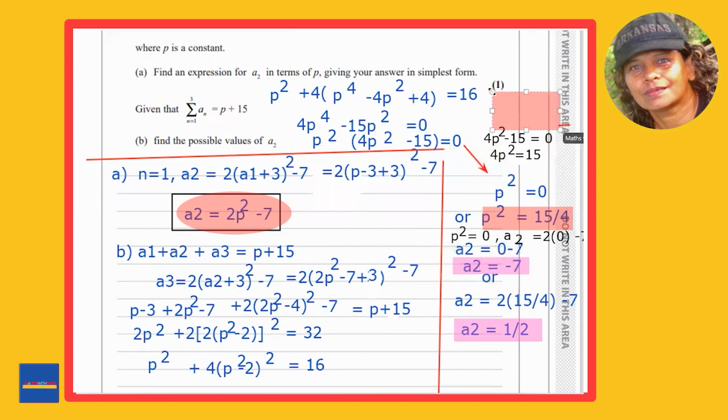The next thing I'm going to do is let P squared be equal to 15 over 4. If P squared is equal to 15 over 4, we substitute in a2 and get 2 times 15 over 4 minus 7. When we simplify it, we have 15 over 2 minus 7, which is 7.5 minus 7, which is just a half. So here we have our answers for part 2, which is a2 is minus 7 and a2 is a half.